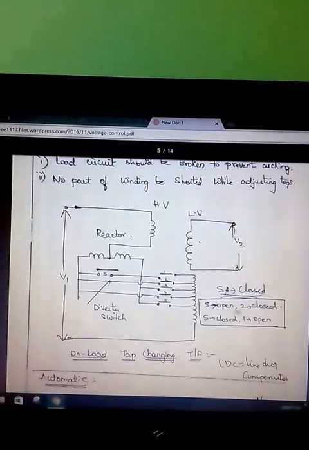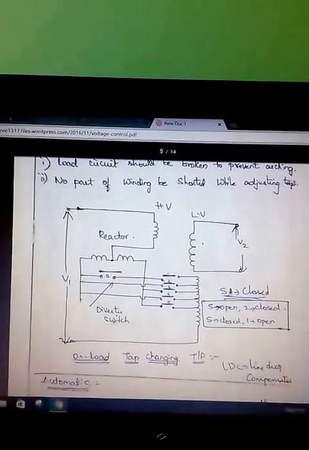Here you can see that S is open and 2 is closed. Then S is closed and 1 is open. So again the principle is the same.